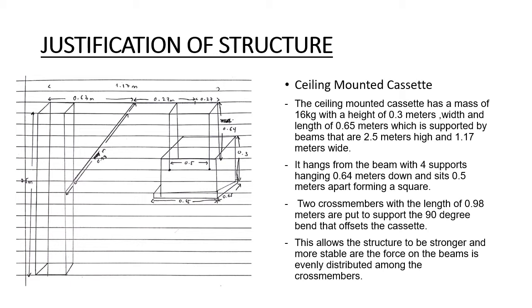Two cross members with the length of 0.98 meters are put to support the 90 degrees bend that offsets the cassette. This allows the structure to be stronger and more stable. The force on the beams is evenly distributed among the cross members. And there is the drawing of the ceiling mounted cassette.